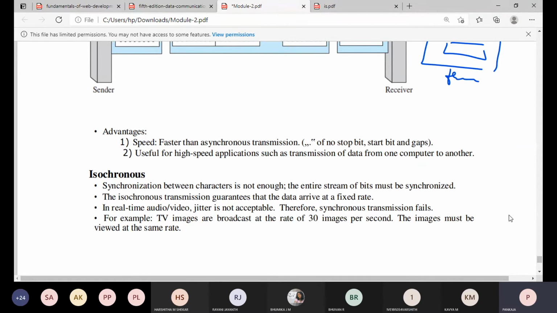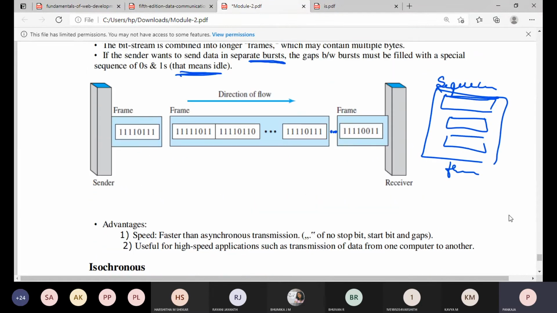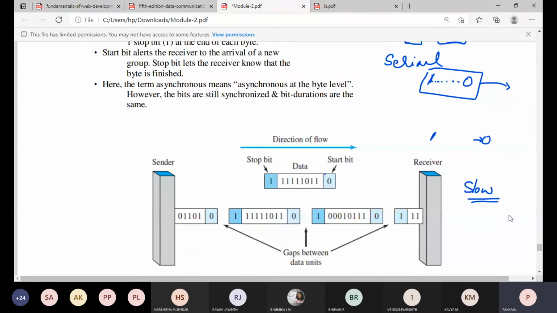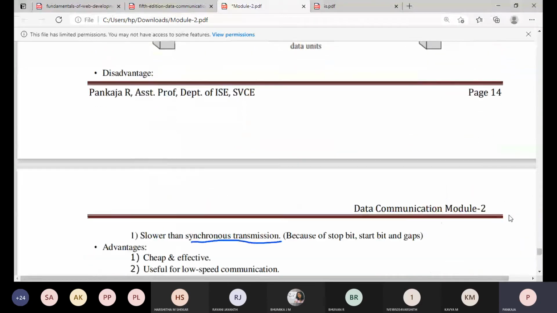So what are the advantages here? In terms of speed, compared to asynchronous, it is faster, because you are not following any pattern or adding extra information to this stream of data. Definitely it will take less time to transmit. Just imagine for each byte adding zeros and ones, and extracting the data by removing those extra bits. Definitely it will take a lot of time to process this data, both at the sender side and receiver side.